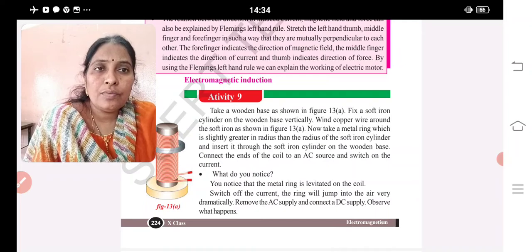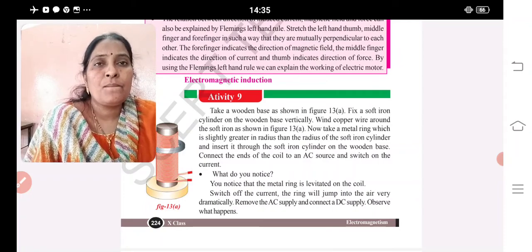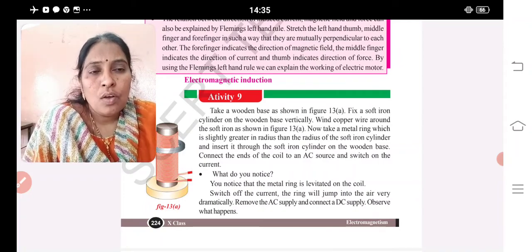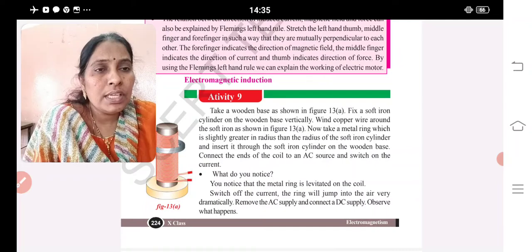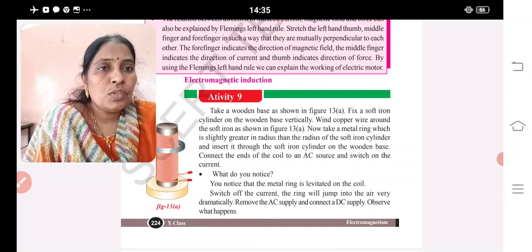Connect the ends of the coil to an AC source and switch on the current. What do you notice? You notice that the metal ring is levitated on the coil. Switch off the current, and the ring will jump into the air very dramatically.